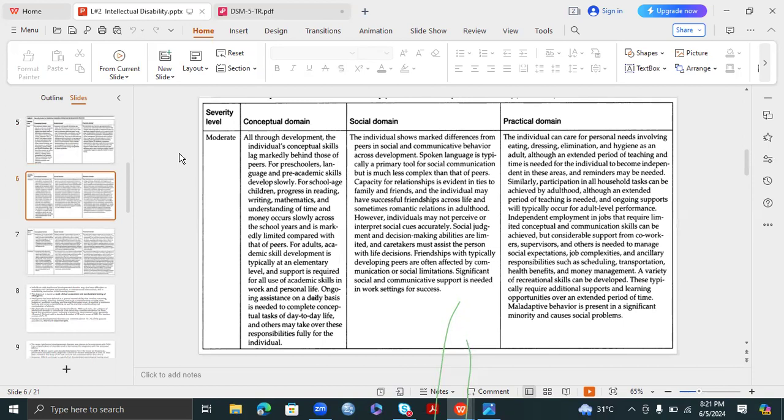But when we are talking about the moderate version of deficit in adaptive functioning, we are actually talking about conceptual skills. In terms of conceptual skills, basically, the individual may be lagging remarkably behind their peers. All right. For example, for preschoolers, language or pre-academic skills will develop slowly. All right. And ongoing assistance on a daily living basis is needed to complete conceptual tasks day to day.